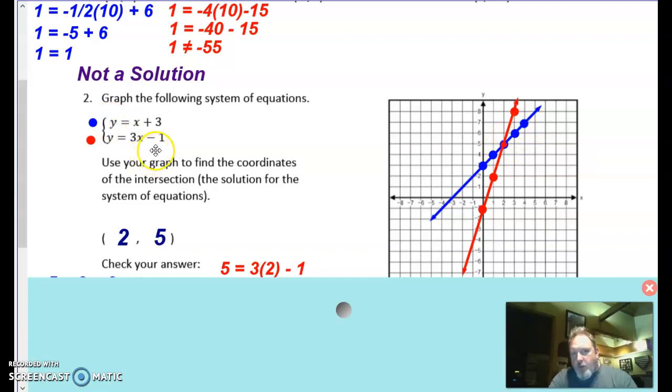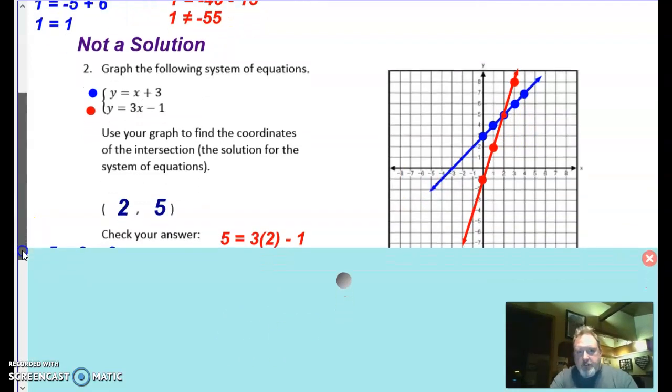The bottom one, our y-intercept is negative 1. Again, that's on the vertical axis, not the horizontal. This is the y right here. So negative 1 on the y-axis. And then our slope is up 3 over 1. And our intersection point is right here at (2, 5).